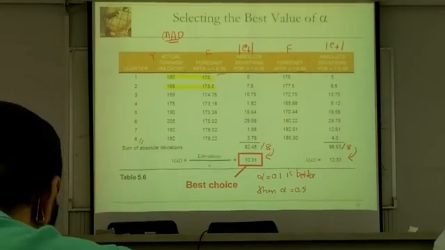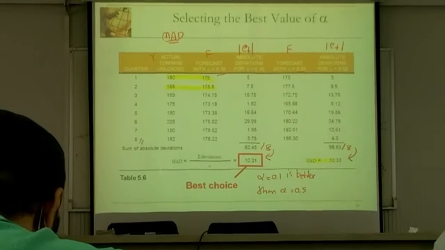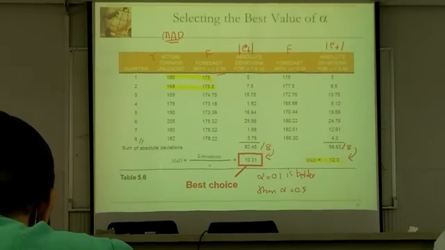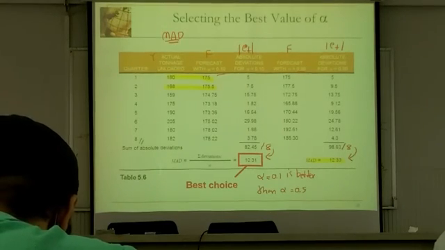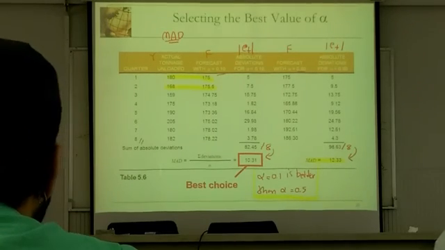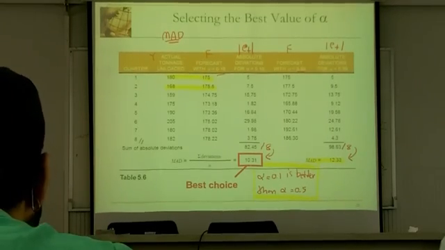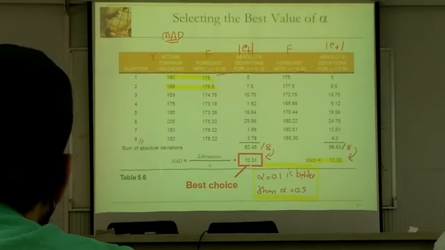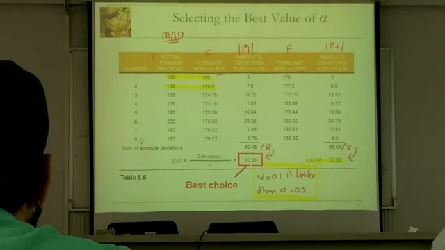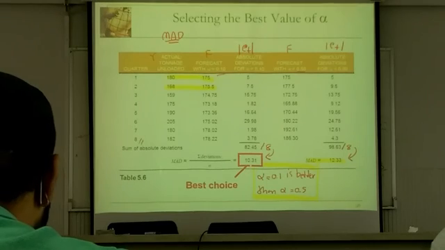And then I can compare this MAD with the MAD if I use alpha equals 0.5, which gives you 12.33. You see that this one is lower than 12.23. So the conclusion is we have to compare these two models. Alpha at 0.1 is better because it has lower MAD. So that's the best choice if I have to pick between alpha 0.1 and alpha 0.5.